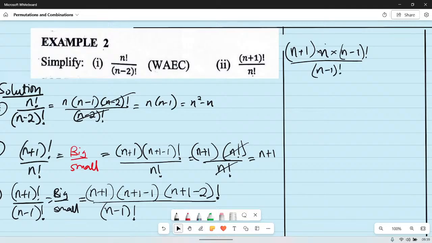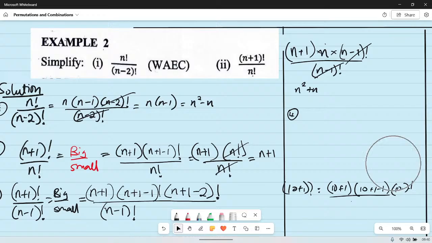Are you okay? So this becomes this. Then we get n square plus n as the final answer. Please, do you understand? Let me go over again. The reason why I don't bring factorial here is because I keep on doing. For example, if you have 10 plus 1 factorial, it's going to be 10 plus 1 itself, 10 plus 1 minus 1. So if I see that it's going to cancel something below, then I stop at that point and I put the factorial there. Are we okay?